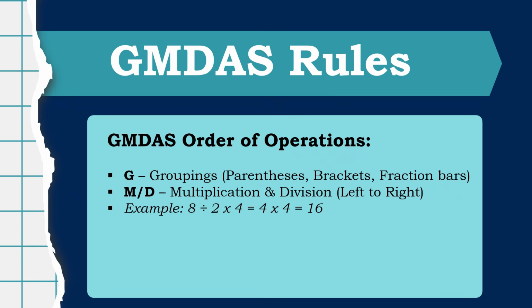For example, 8 divided by 2 times 4. In this example, division comes first before multiplication. So we need to divide before we are going to multiply. So 8 divided by 2 is equal to 4, then times 4, the answer is equal to 16.